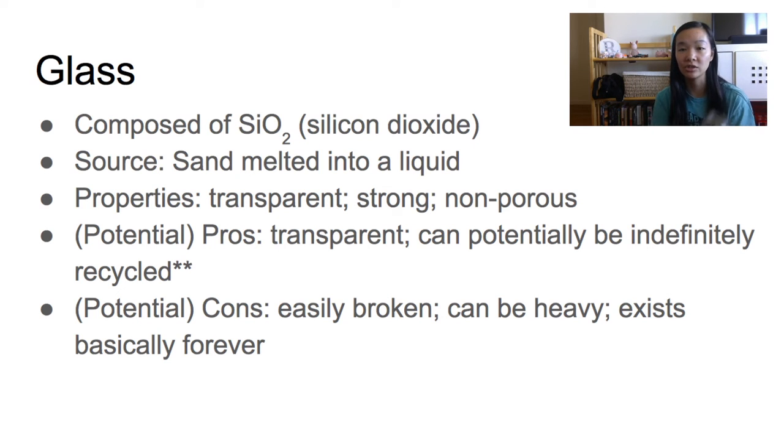Properties: it's transparent, so you can actually see through, unlike metal. It's strong, right? It doesn't bend if I squeeze it. It's non-porous, meaning it can hold a liquid and it's not going to let the liquid seep through, making it really ideal if I want to hold a liquid in it, like a broth or a soup or even water. So potential pros: it's transparent, which can make it really useful, like if I put something in it and leave it in the fridge, I easily know what it is. I don't always have to open it to check.